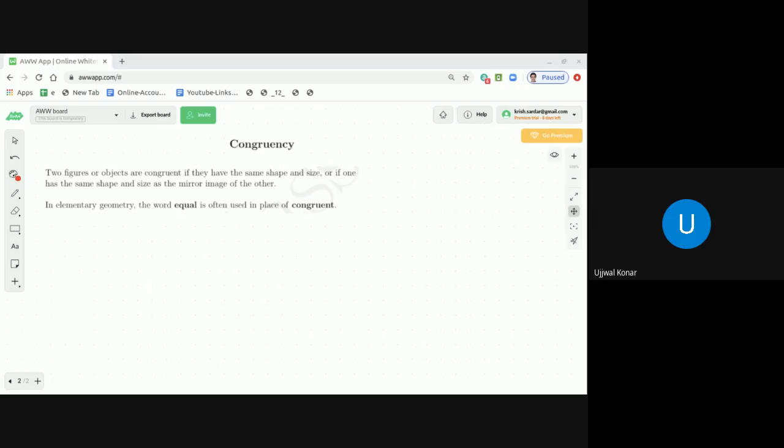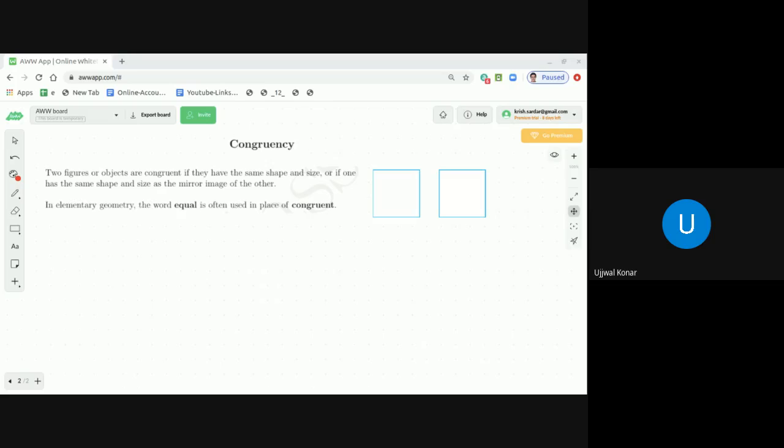If you look at the two figures I am going to show you now, as you see, they are congruent to each other. These are two squares, and they are congruent to each other. Similarly, two coins of the same denomination are congruent to each other.